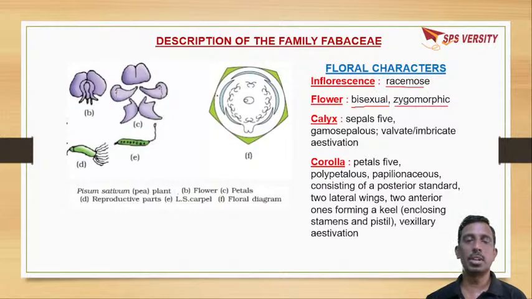Sepals are 5. You can look into this floral diagram. 5 sepals. Gamosepalous, valvate aestivation. Petals are 5, polypetalous, and they show vexillary aestivation. Okay, vexillary aestivation. The standard, the largest one, is called the standard, then the wing and keel petals. So, standard, wing and keel petals.